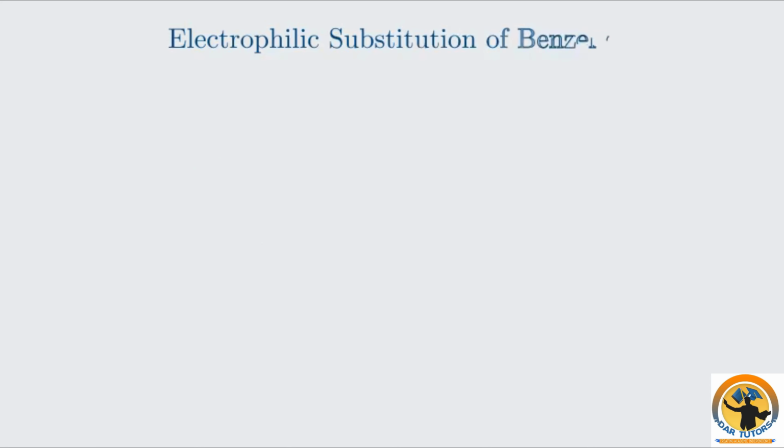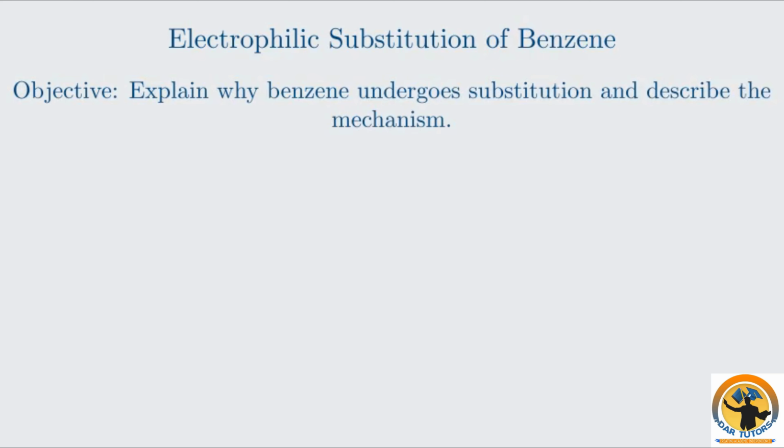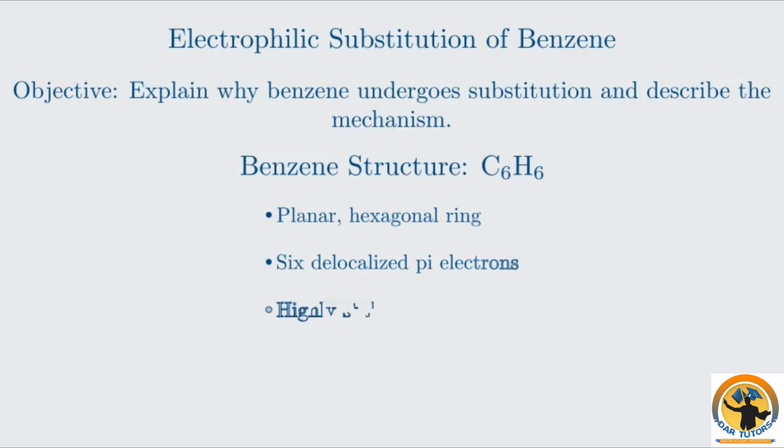Our final topic is electrophilic substitution of benzene. The objective is to explain why benzene undergoes substitution rather than addition, and to describe the general mechanism. Benzene has a high electron density above and below the plane of its atoms from 6 delocalized pi electrons. This delocalization provides exceptional stability, known as aromatic stability. Because of this aromatic stability, benzene is reluctant to give up its pi electrons and lose this stability. Therefore, unlike alkenes, it will not react with weak electrophiles in addition reactions.